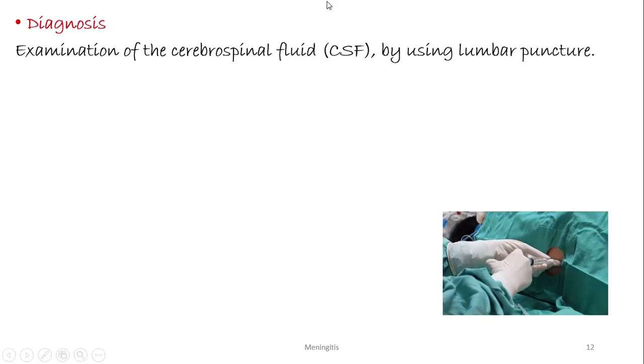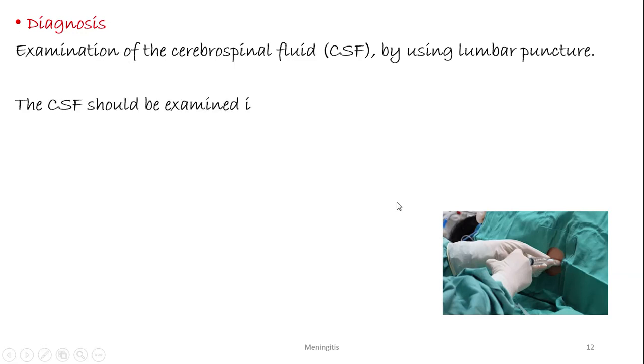Now let us take a look towards the diagnosis. The examination of the cerebrospinal fluid, that is CSF, by using lumbar puncture. You can see here the patient is allowed to sleep on one side and a puncture is made in between lumbar 3 and 4 and the CSF is withdrawn from this part. Before doing this procedure, anesthesia is given to the patient.